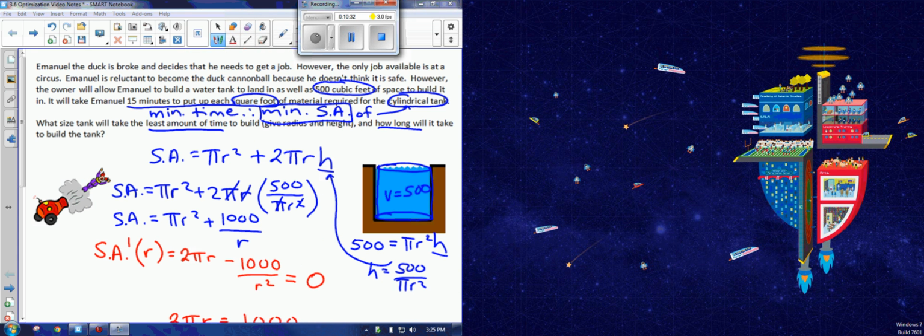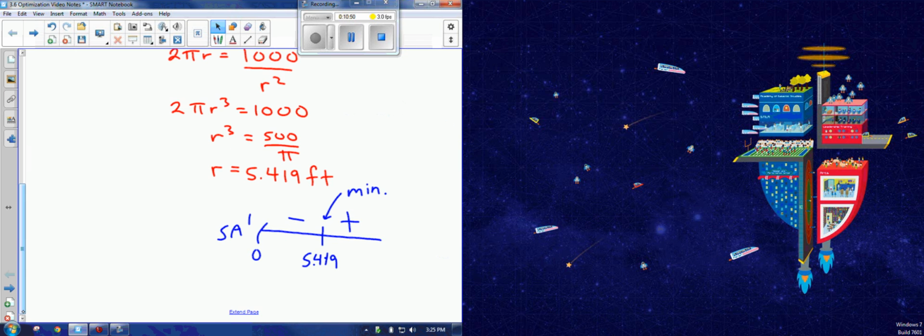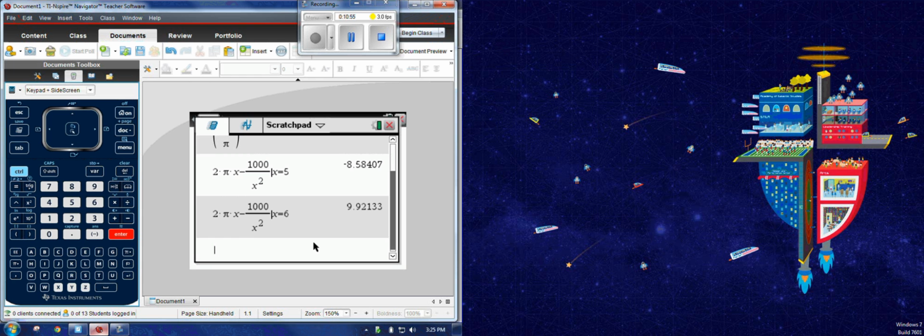Now the problem stated that it wants the size tank that will take the least amount of time to build, so to give the radius and the height. We have the radius, so we need the height. The height, we found a formula for that up at the beginning. The height is 500 over pi r squared. So again, use your calculator. When you plug in for r, do not put in 5.419. Make sure that you use the exact value.